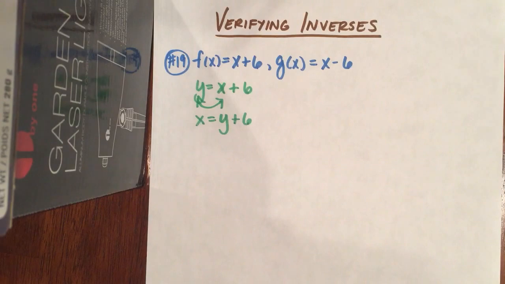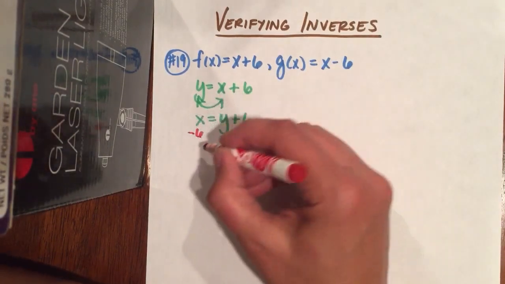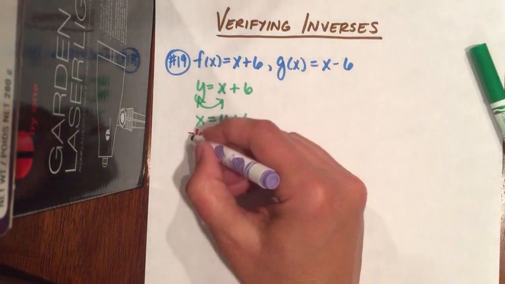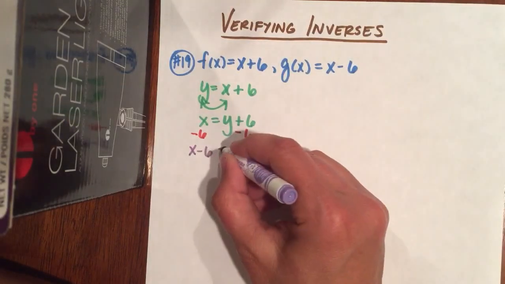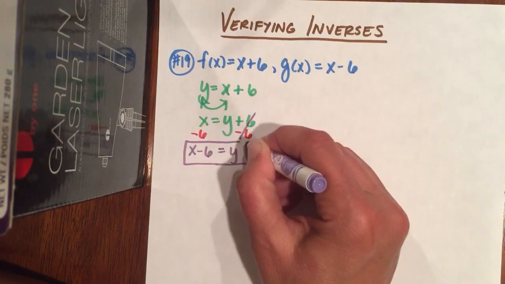So now let's solve it. I'm going to subtract 6 from both sides. And when I do that, I get x minus 6 on this side, and y on this side. So y equals x minus 6.